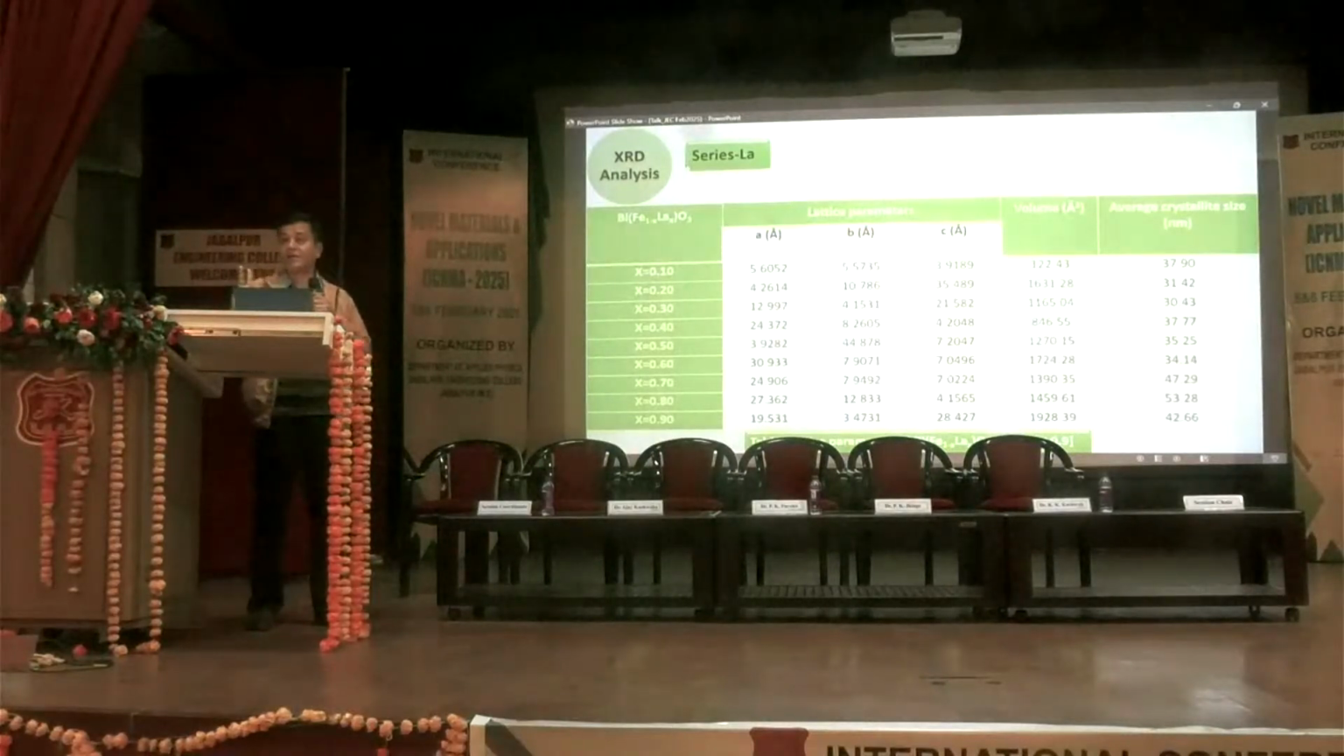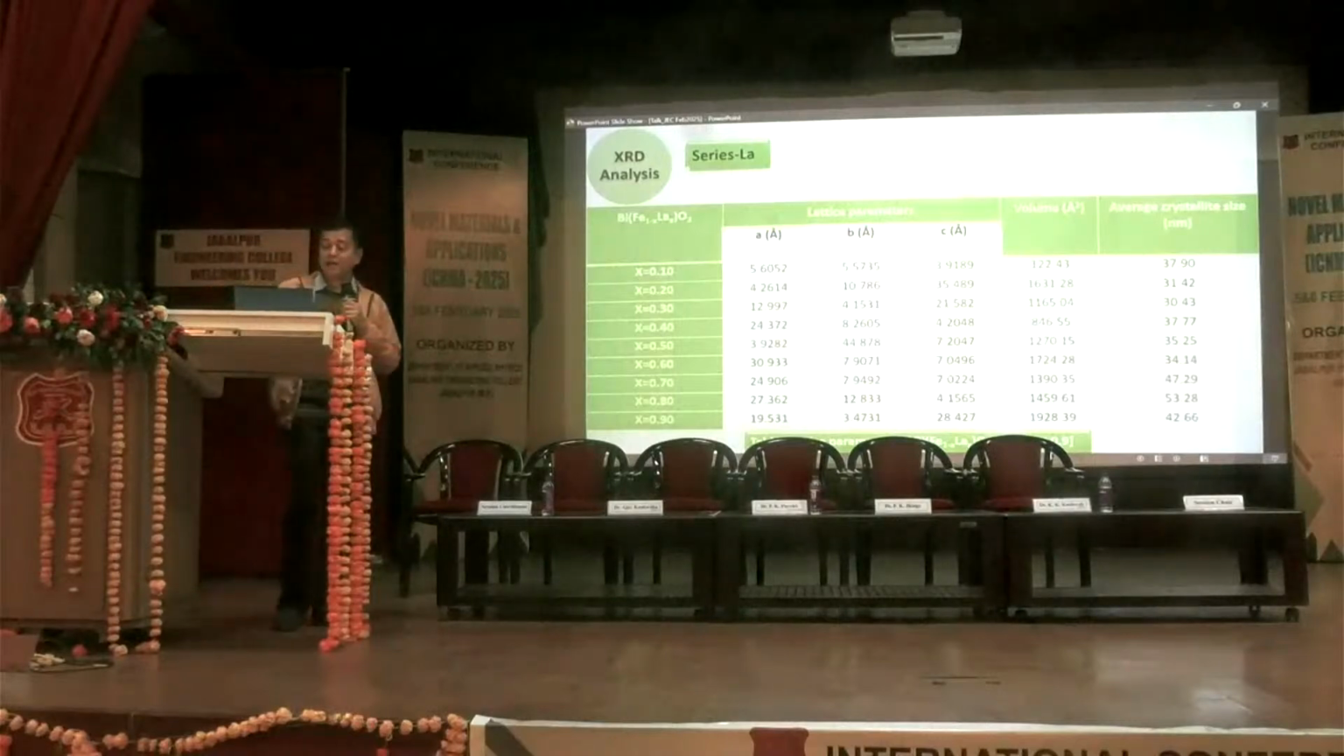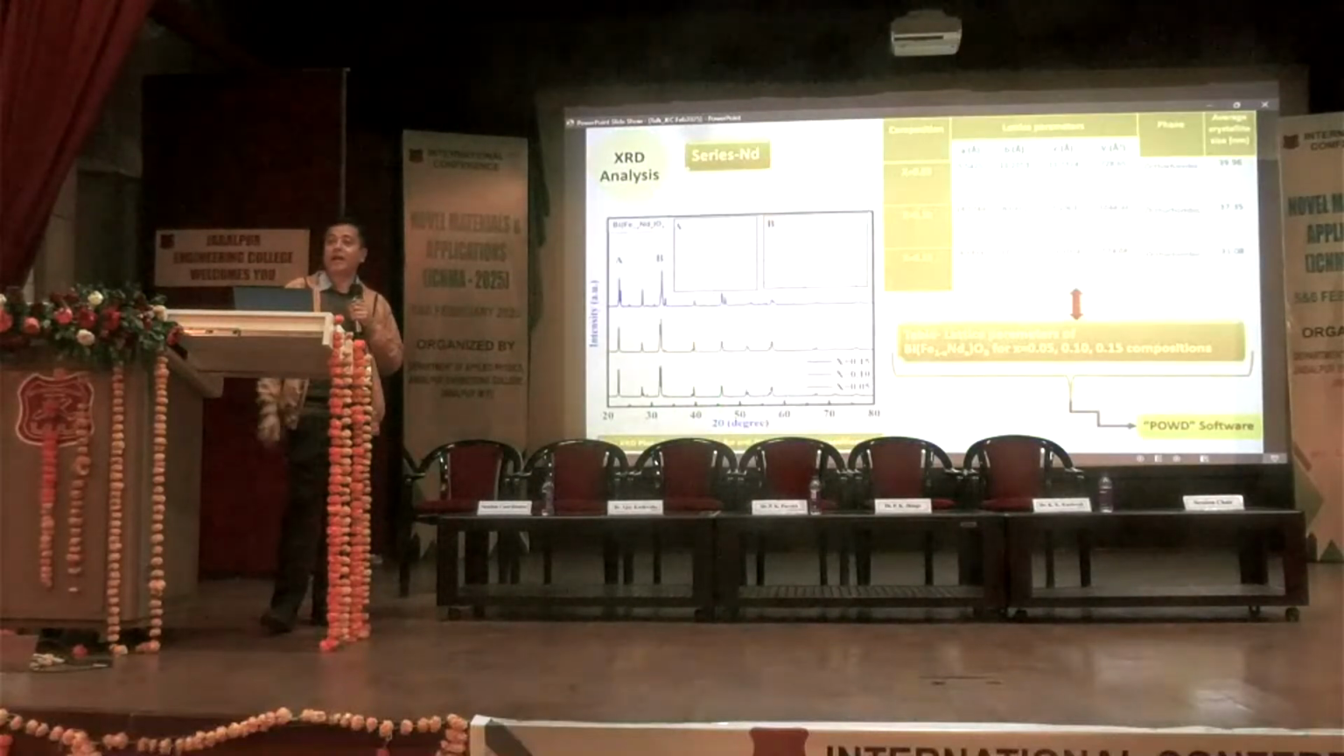Number first. Number second, if you see, pure bismuth ferrite is rhombohedral in nature, but after doping of lanthanum, we got the orthorhombic structure. It means after doping of lanthanum in pure bismuth ferrite, its structure changed from rhombohedral to orthorhombic. It means after doping of lanthanum, something is happening within the structure. It confirmed that.